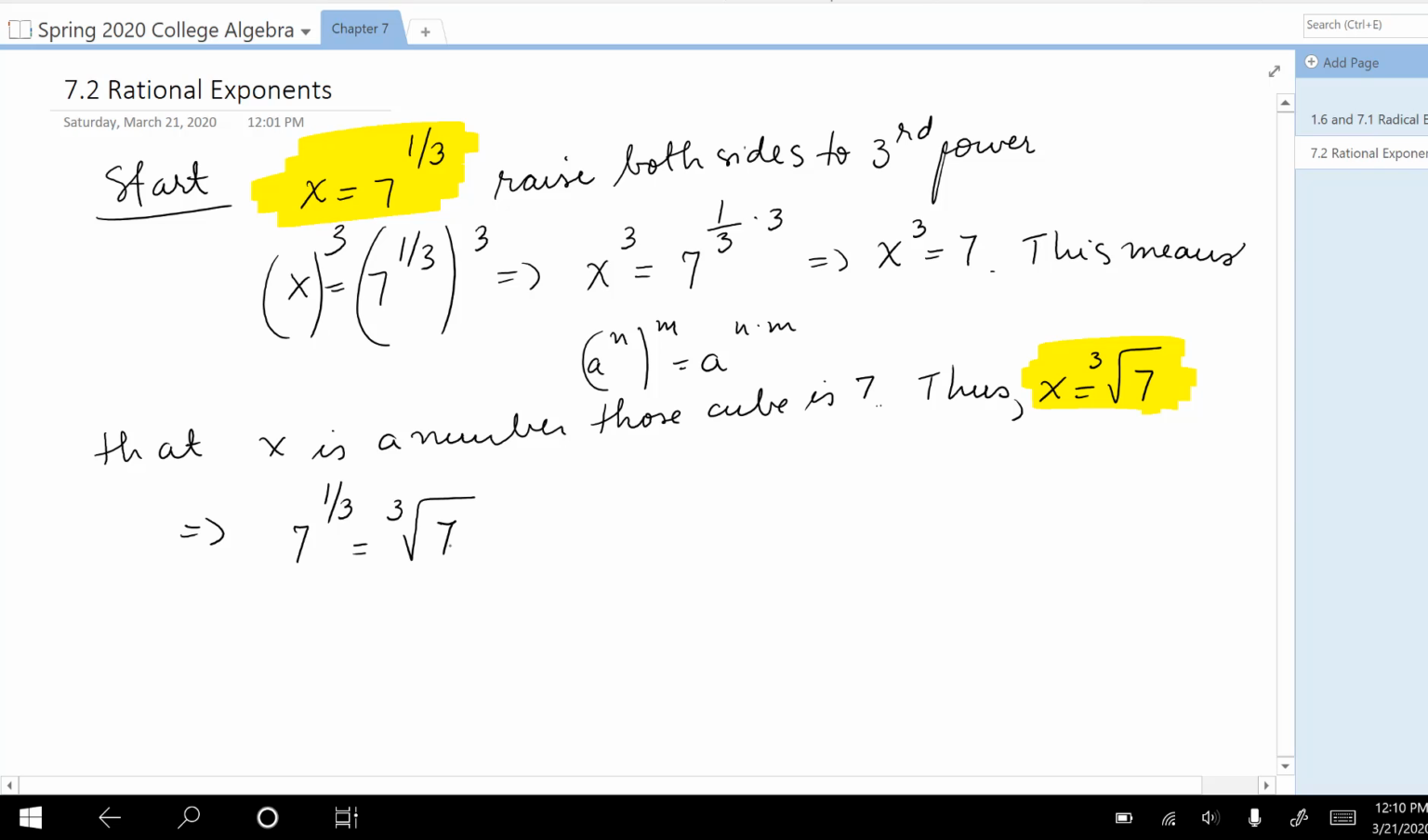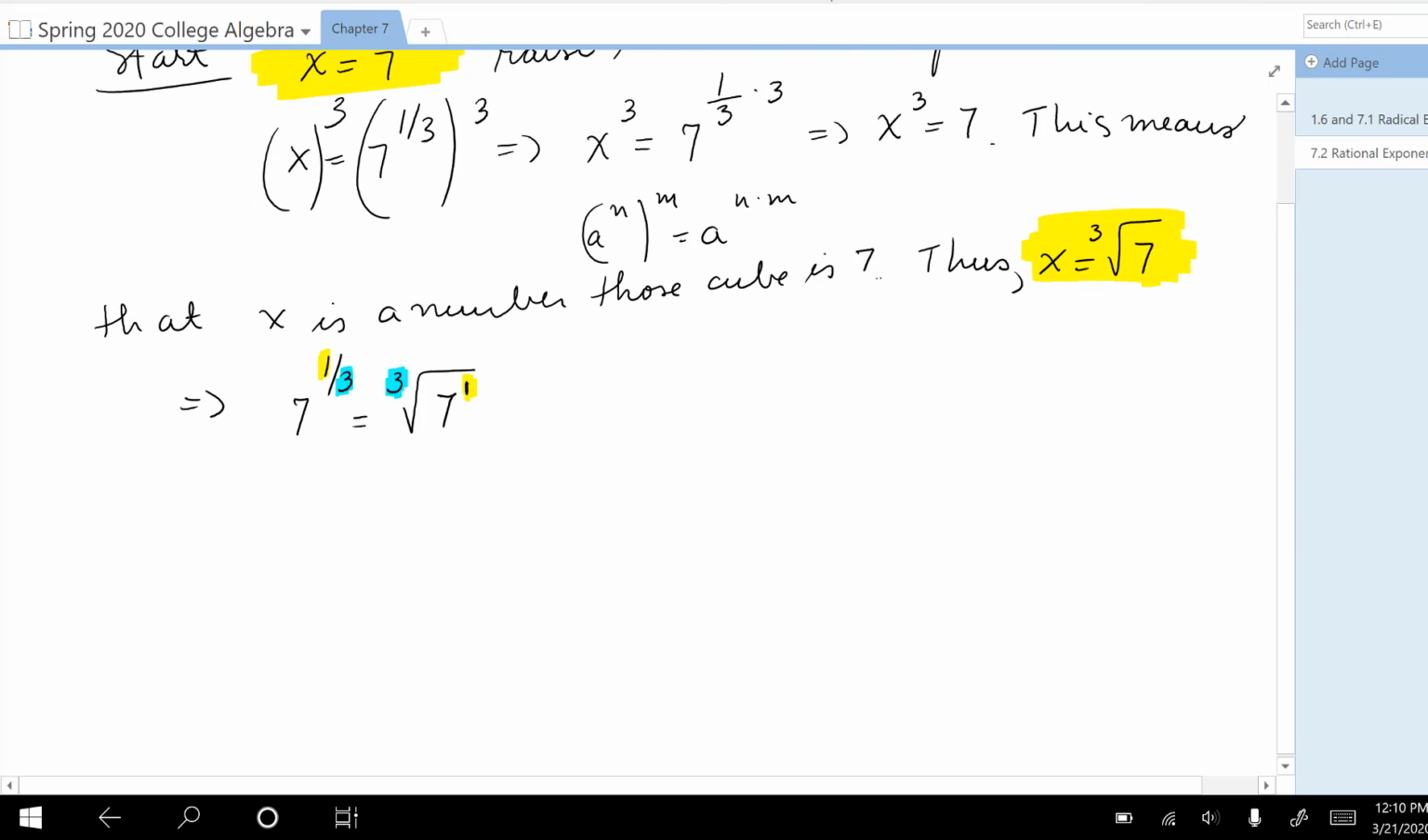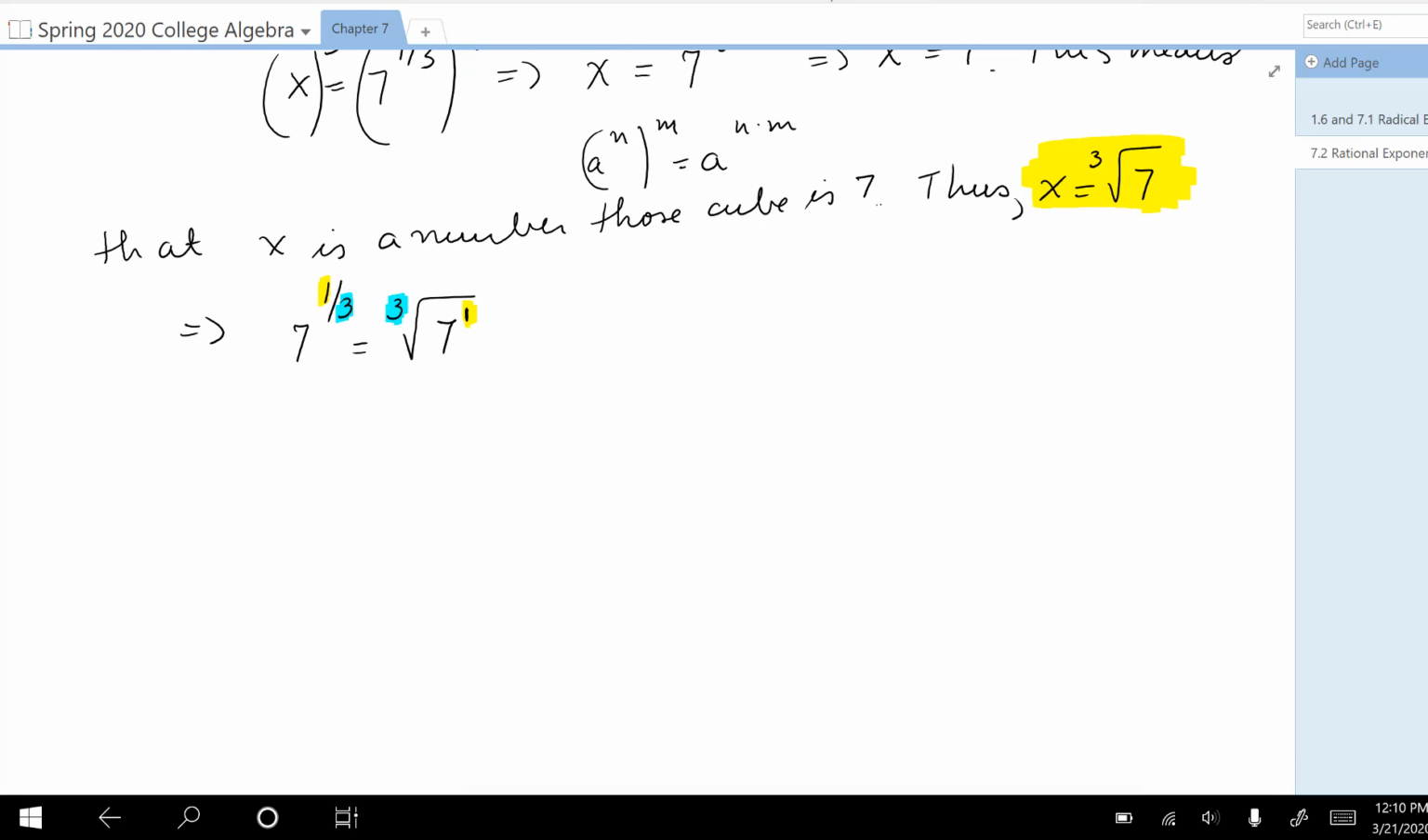So basically, be very careful. What's going on here? What's the connection? Well, I can write this 7 to the first power. So basically, the denominator of the rational exponent is the same as the index of the radical. And the numerator of the fraction is the same as the power of the number under the radical. So let's look at some formulas.